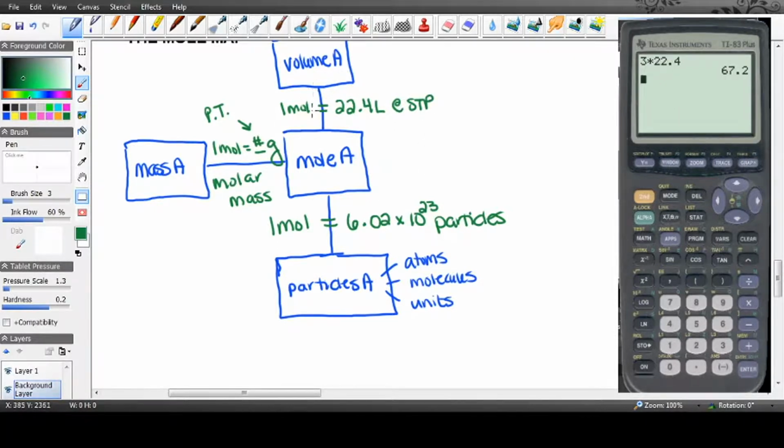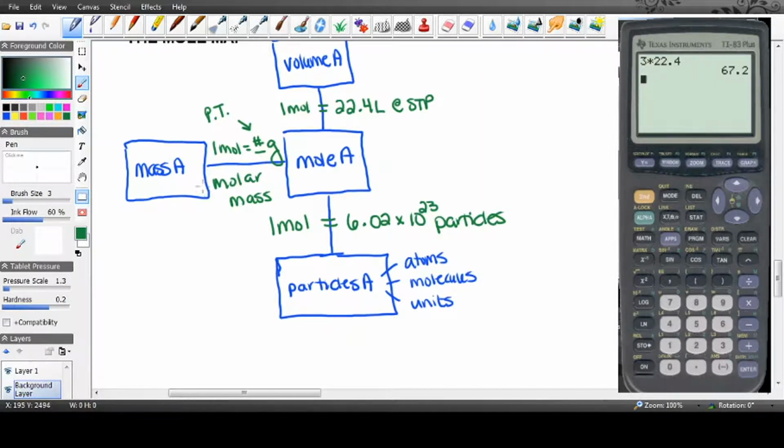Now, we're going to learn how to calculate volume under different pressure and temperature conditions in our next little mini unit that we'll do to get ready for AP Chem. In order to figure out what the volume will be under different pressure and temperature conditions, we're going to use something called the ideal gas law. Don't worry about that now, but I'm just throwing that vocab word out there so it doesn't sound so strange when we talk about it later.